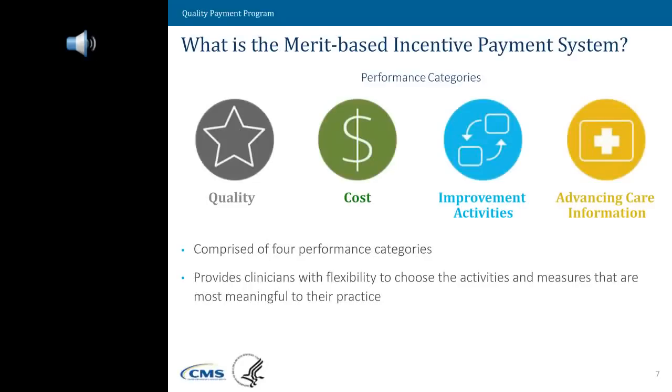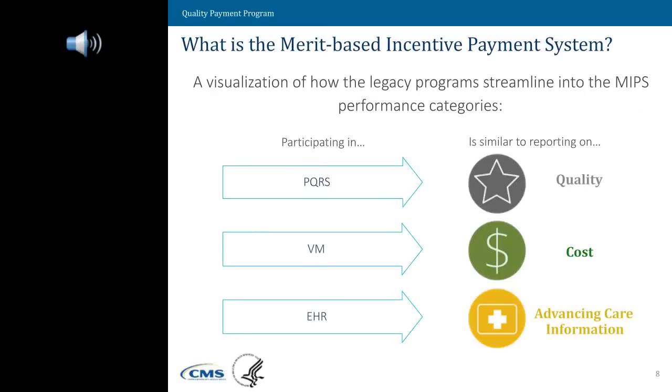So what comprises the MIPS? There are 4 performance categories, which include quality, cost, improvement activities, and advancing care information. And then if we jump to slide 8, you can see how, if you have participated in any of these programs in the past, they can relate to these performance categories.